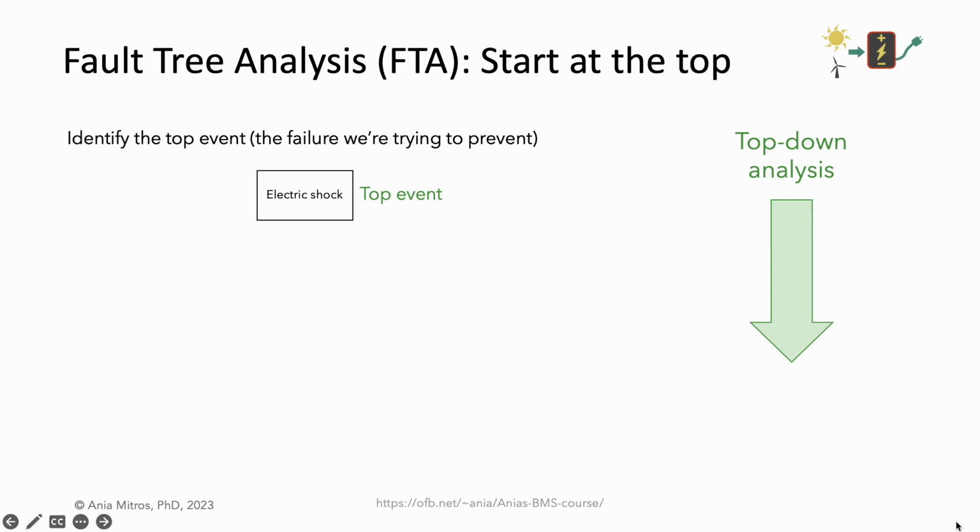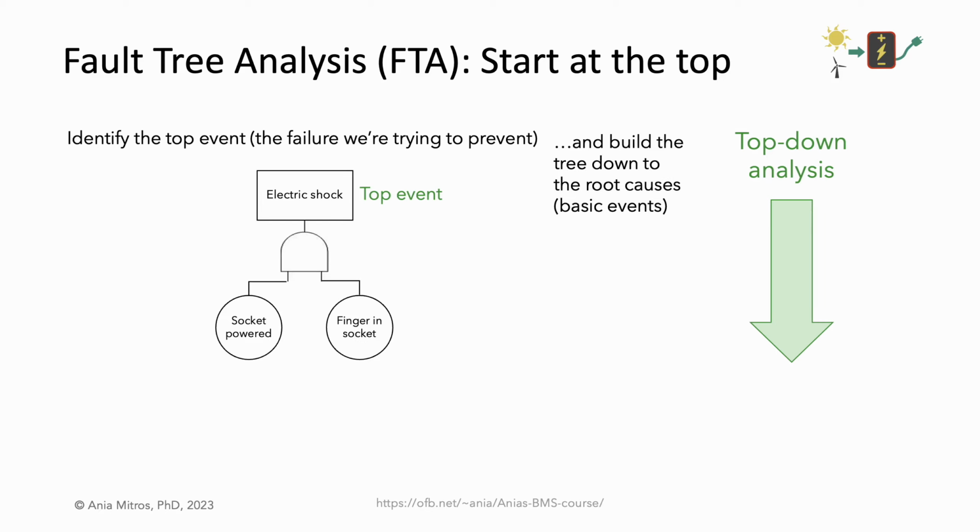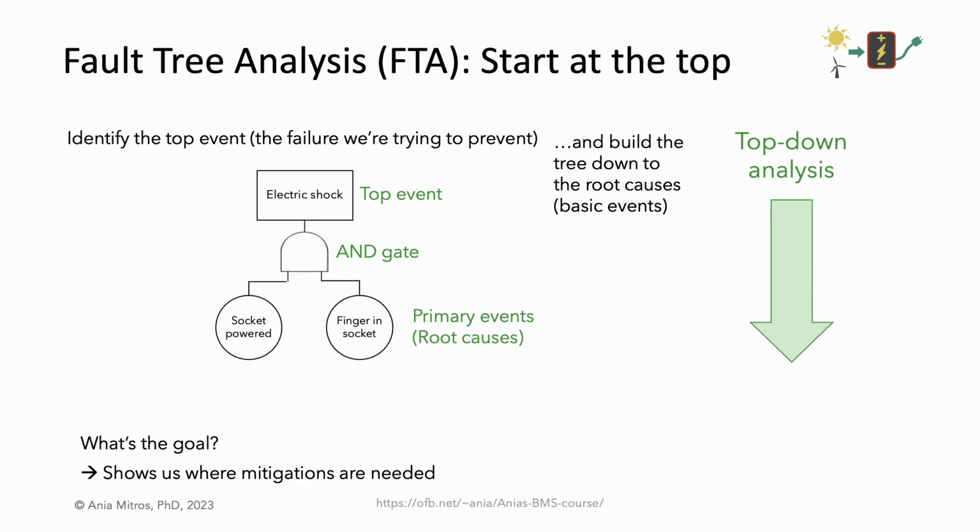A fault tree is a top-down analysis with the top event being the failure that we're trying to prevent. Then we build a tree of events whose relationships are described by gates. In this example, we see an AND gate. The events at the bottom of the tree are the primary events, or in other words, the root causes that could lead to the top event. And what's the goal of an FTA? An FTA shows us where mitigations are needed.